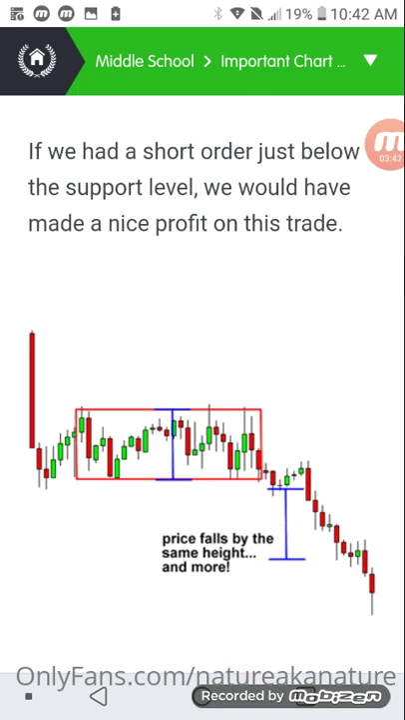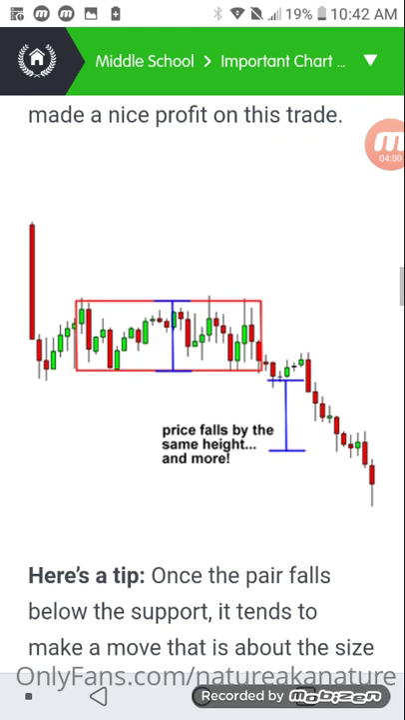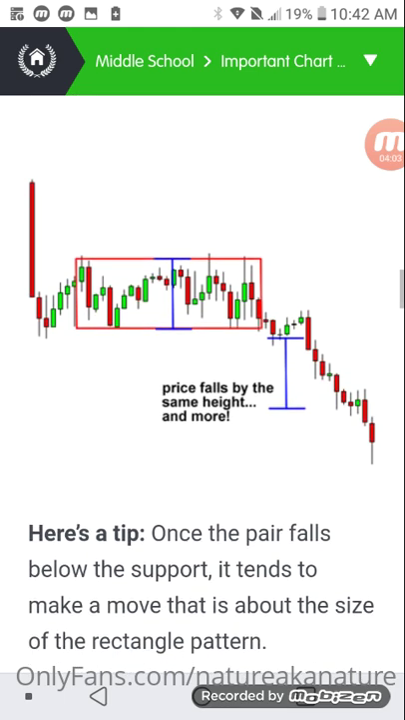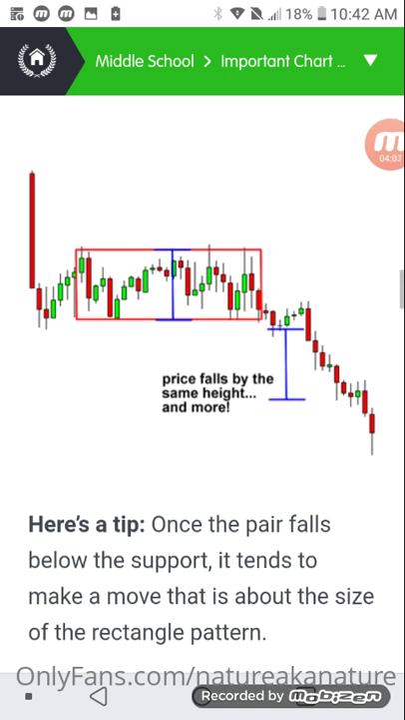Price falls from the resistance to the support, and when it breaks the rectangle box, it continues to fall by that same height and more. It actually falls a little bit more, so it's a nice profit. Here's a tip: once the pair falls below the support, it tends to make a move that is about the same size as the rectangle pattern, as you can see in this formation.